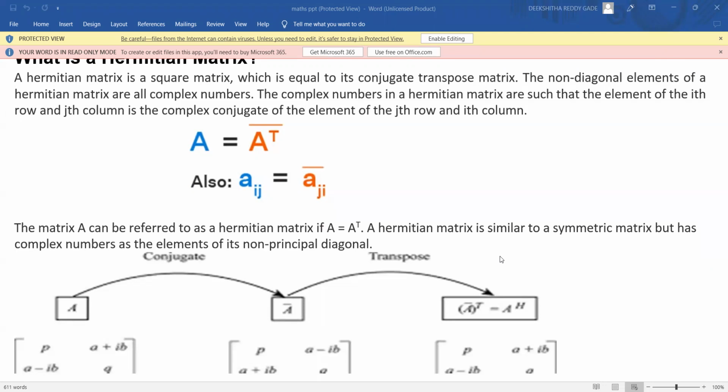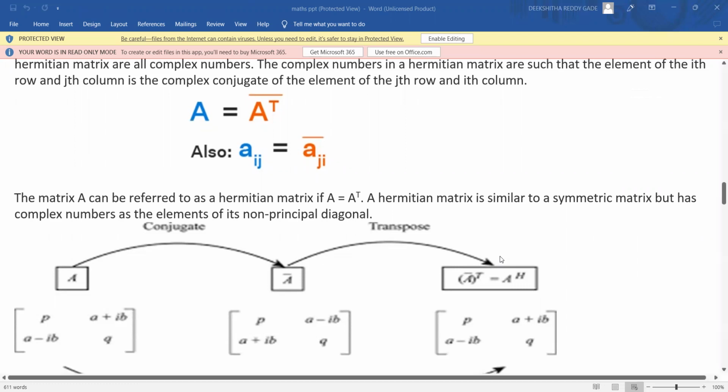The symmetric matrix is equal to its transpose, whereas the Hermitian matrix is equal to its conjugate transpose, sometimes referred to as the tranjugate. The Hermitian matrix has complex numbers, however, its diagonal entries are real. The eigenvalues of a Hermitian matrix are always real. Let us learn more about Hermitian matrices and their properties in detail.